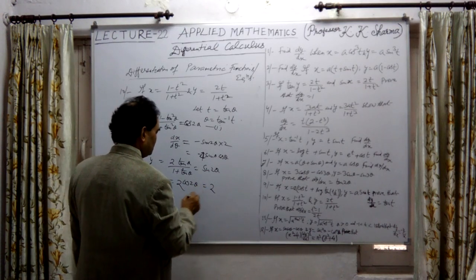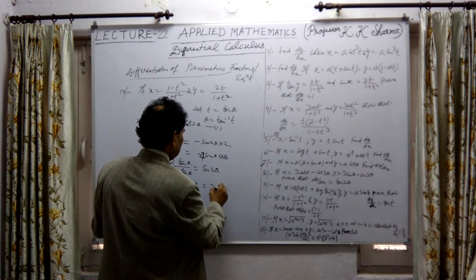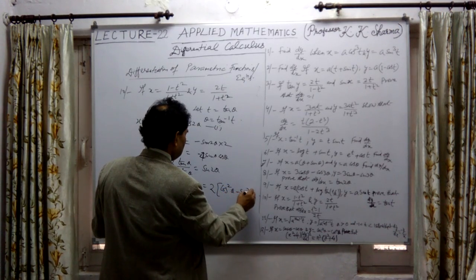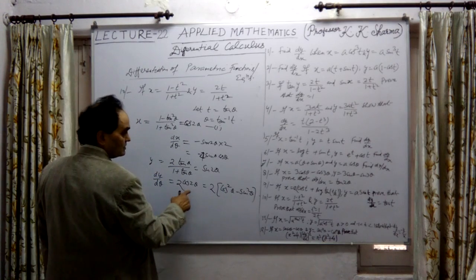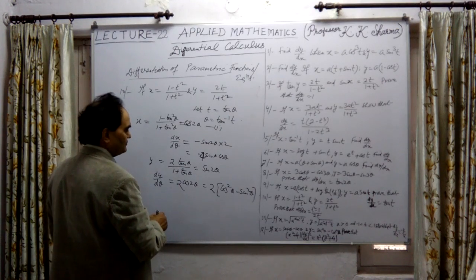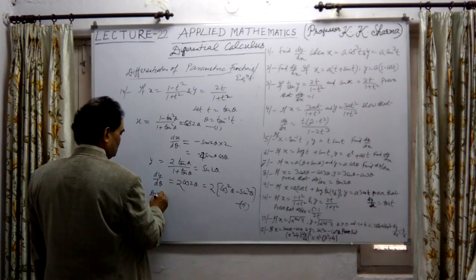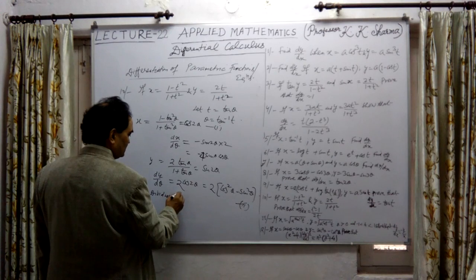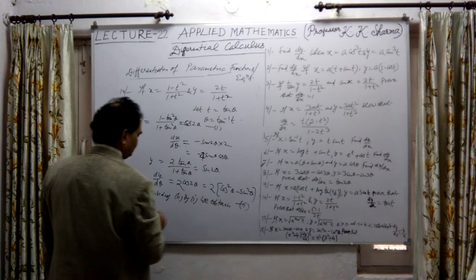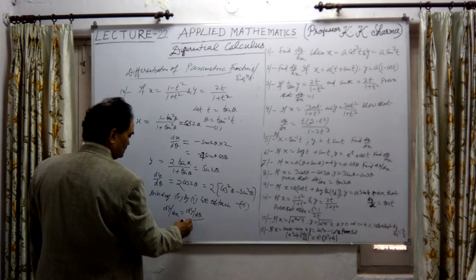So this can be written as 2 cos square theta, yeah, 2 into 2. So 2 into cos square theta minus sine square theta. If I write that in terms of cos 2 theta, cos 2 theta, and 2 is multiplied by this one. Now this is the second equation, dividing second by first, we obtain dy by dx is dy by d theta divided by dx by d theta.